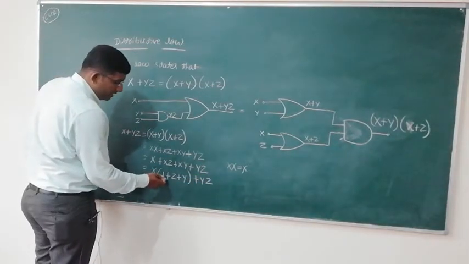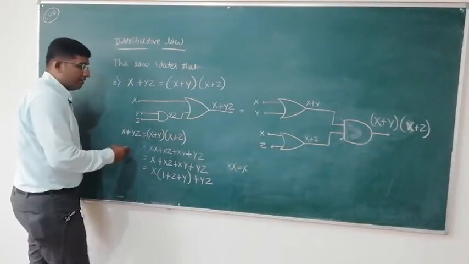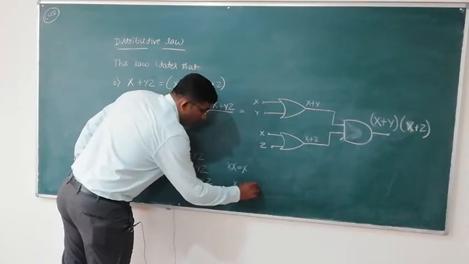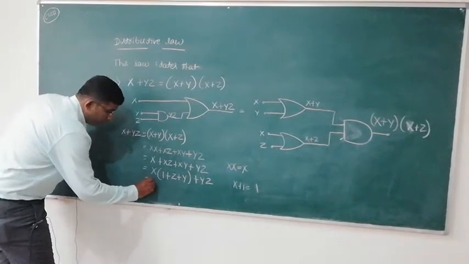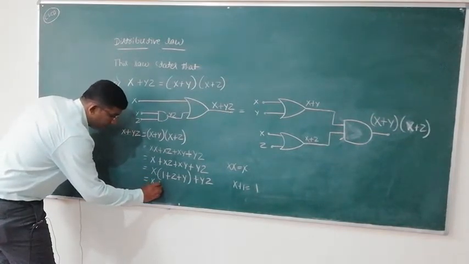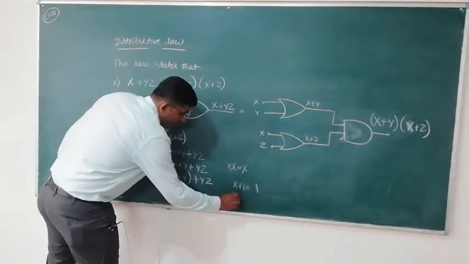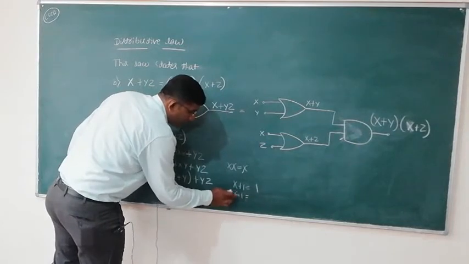If you are adding any variable with 1, you are always going to get 1 itself, that is, x plus 1 is always giving you 1 itself. Then I can write it as x into 1 plus yz. X into 1, once again, is the property of zeros and ones. X into 1 completely depends on the value of x.